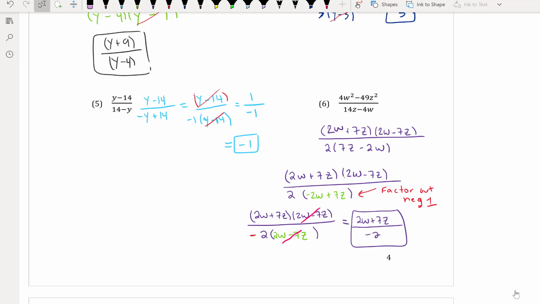For number 6, the numerator was a difference of squares. So I have 2w plus 7z and 2w minus 7z. Down at the bottom, I factored out a GCF of 2. And then from there I wrote it in alphabetical order. I wanted my w to come before my z, so I did that. Once I rewrote it in alphabetical order, I noticed how that leading term is negative, so then I factored out a negative 1. When I factored out a negative 1, that 2 now became negative 2, and I saw that that 2w minus 7z could cancel out. So my final answer is 2w plus 7z over negative 2.